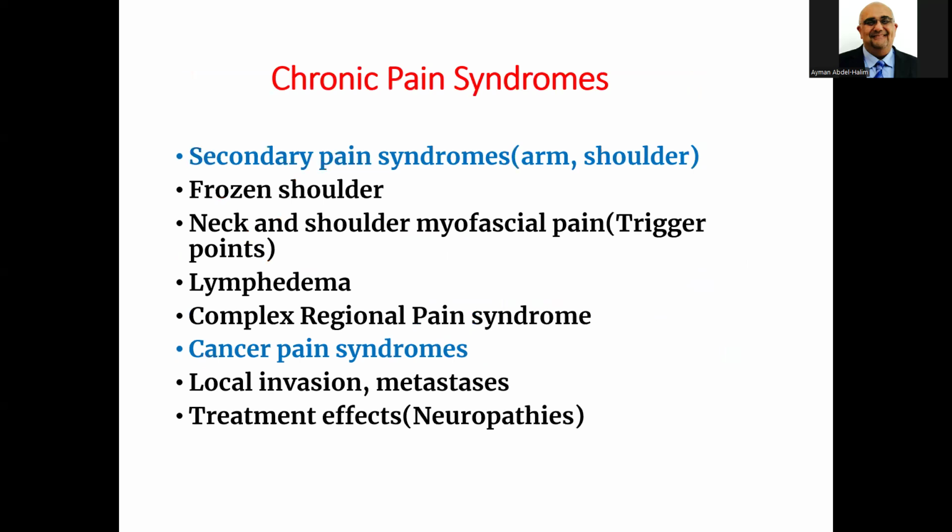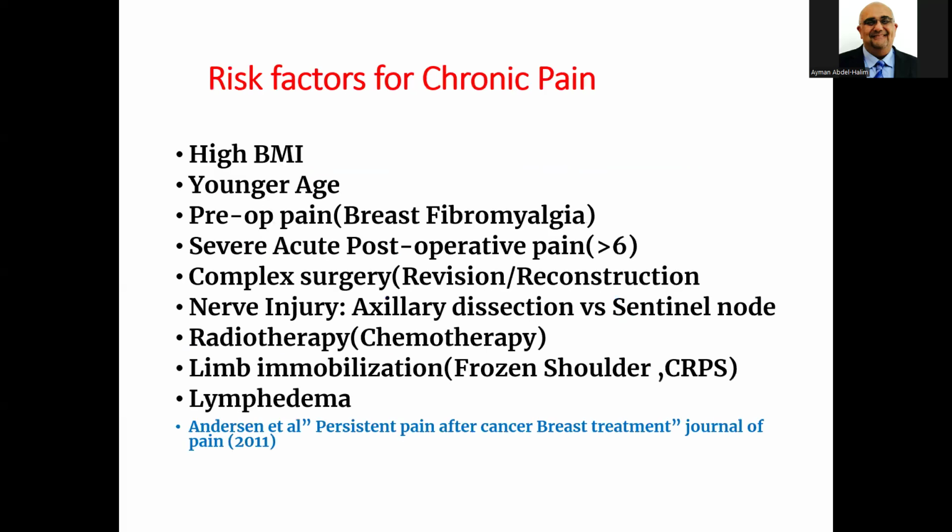Chronic pain syndromes. Secondary pain syndromes, such as the ones in the arm and the shoulder. We have frozen shoulder, neck and shoulder myofascial pain, trigger points, lymphedema, complex regional pain syndrome, cancer pain syndromes like local invasion, metastasis, and treatment effects or neuropathies.